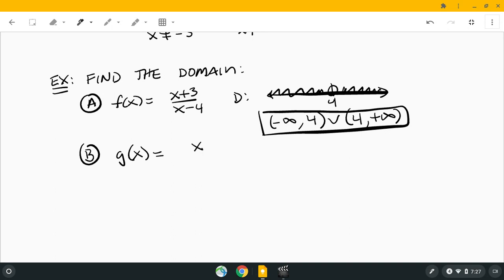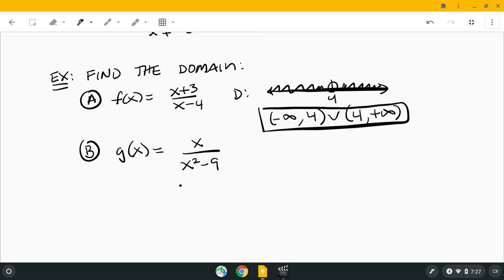So suppose that I have this here. Again, this has nothing to do with the domain right now, for now. There are exceptions, but in this section, you just have to worry about the denominator when you're looking for your domain.